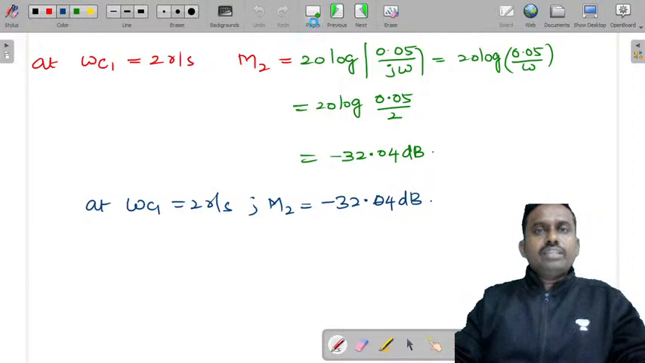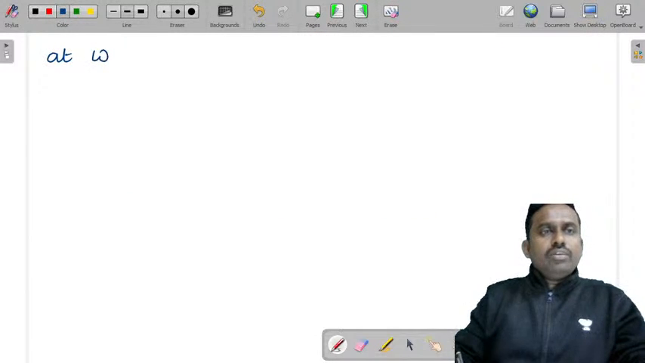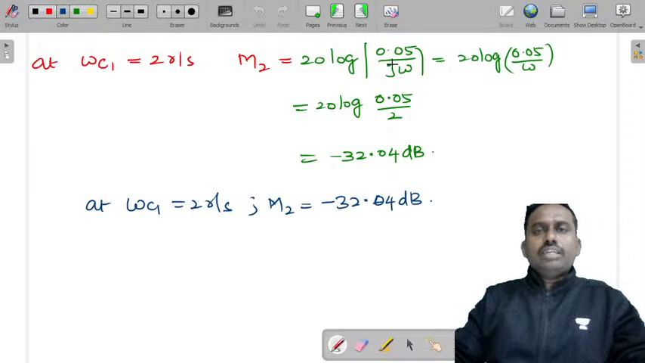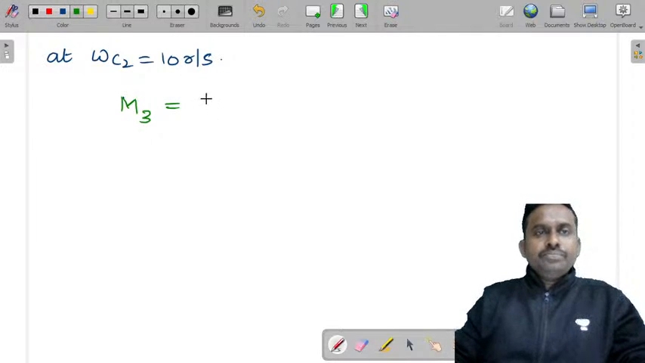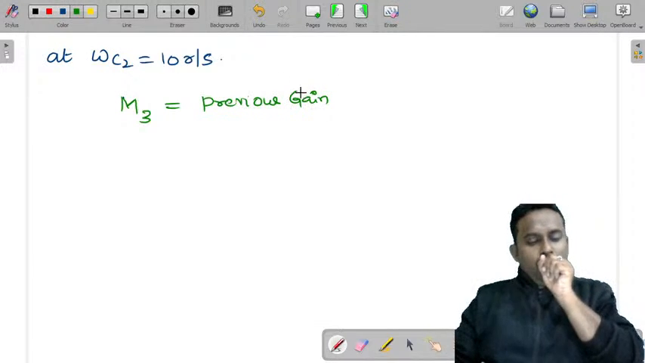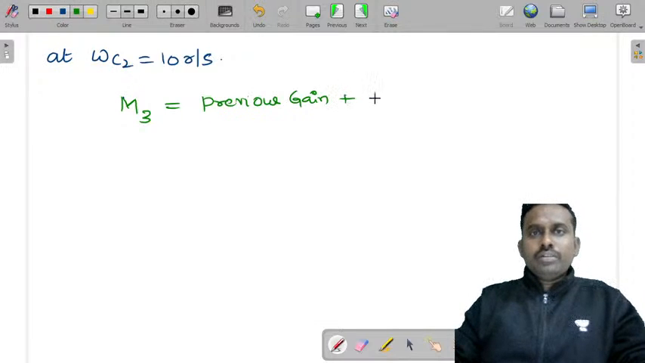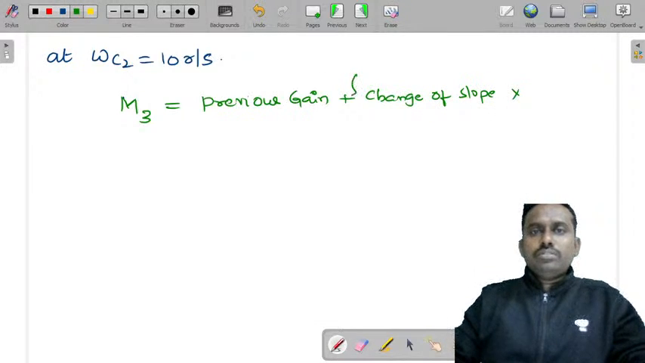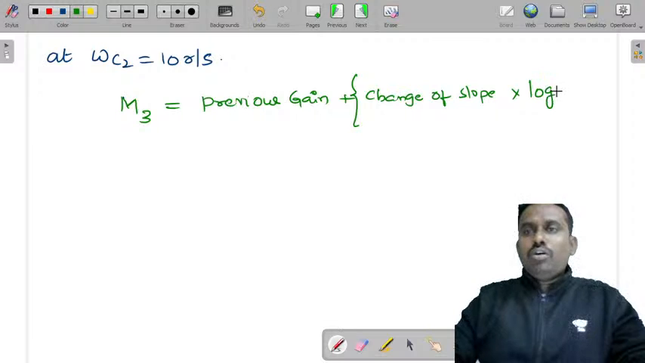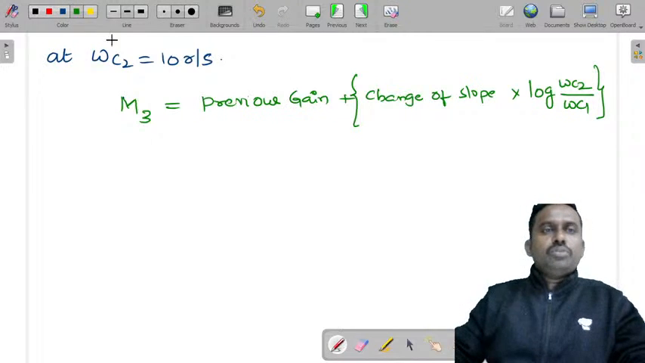We have found the magnitude at two frequencies. Let's consider the third corner frequency, omega C2, which is equal to 10 radian per second. Only for the first two frequencies you will consider this. From the third frequency you will use this expression: M3 is equal to previous gain less change of slope into the bracket, log of present frequency omega C2 by previous frequency. This is what you need to write.